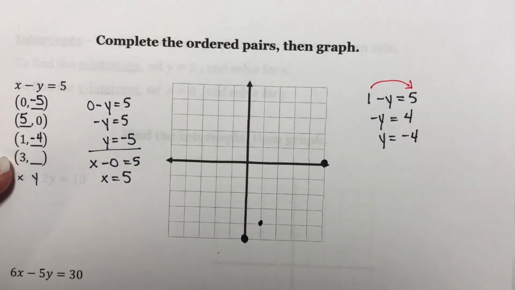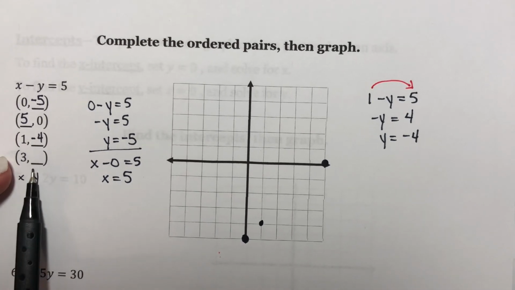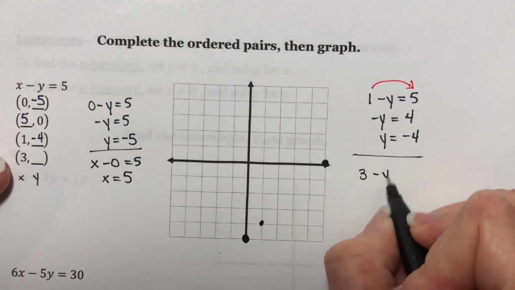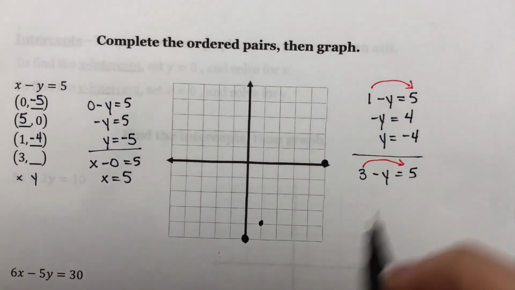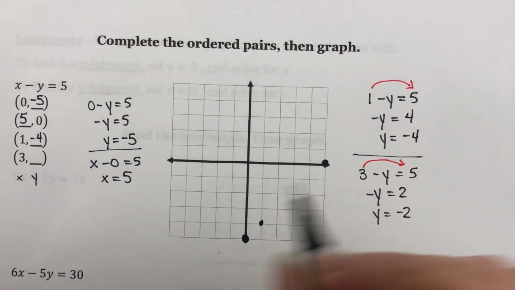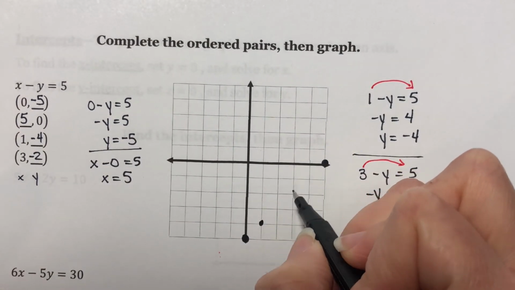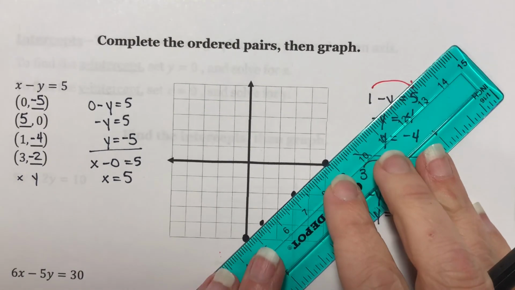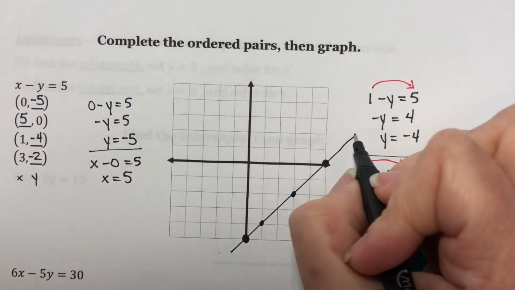But we're asked to do the 4th one as well. And by the way, if you're asked to do all of these, you have to do all of these. Okay? 3 for x. 3 minus y is equal to 5. Let's subtract 3 from both sides. Negative y is equal to 2. Therefore, y equals negative 2. Negative 2 right here. 1, 2, 3 on the x. Negative 2 on the y is right there. So now use your ruler, draw your straight line.